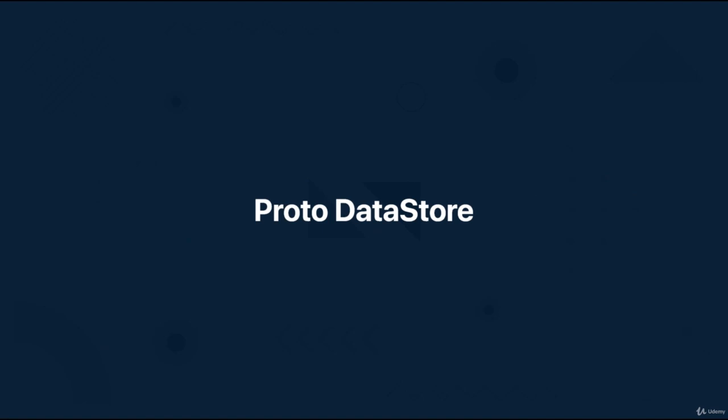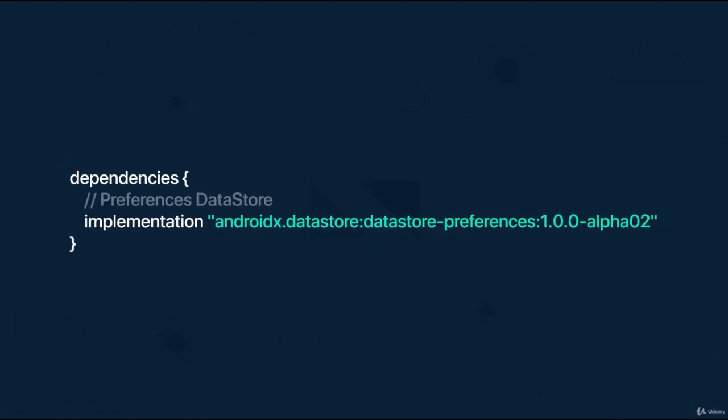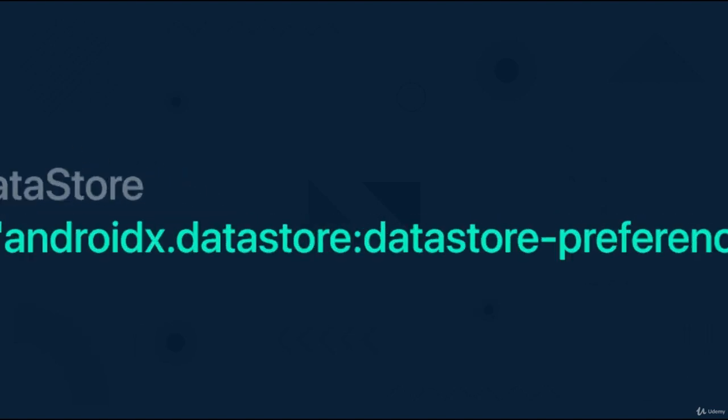So for using a data store library, you will need to add a proper dependency, and at the time of creating this course I'm using Alpha 02 version, but that may change in the future. So that was just a short introduction to Jetpack's data store, and from some of the next videos we will start implementing data store preferences in our project, and you will see how it's done.